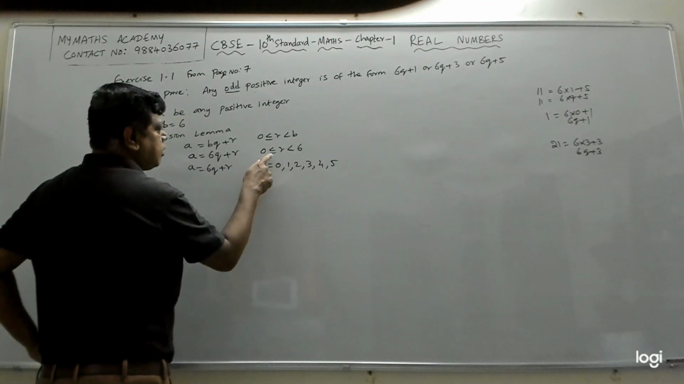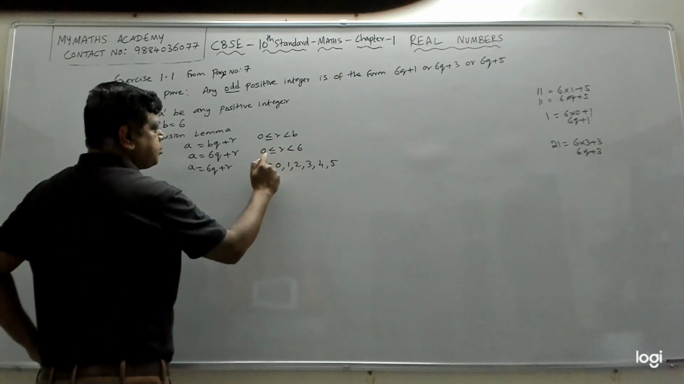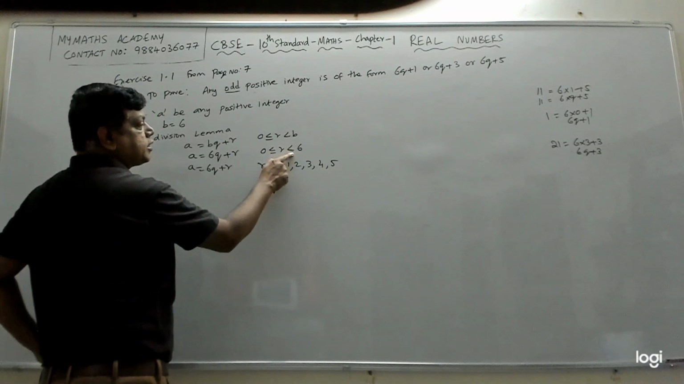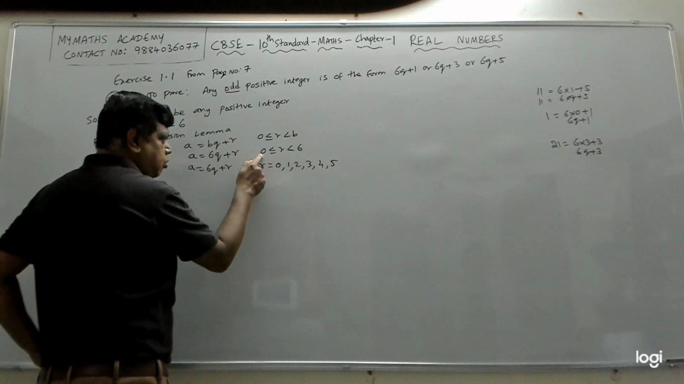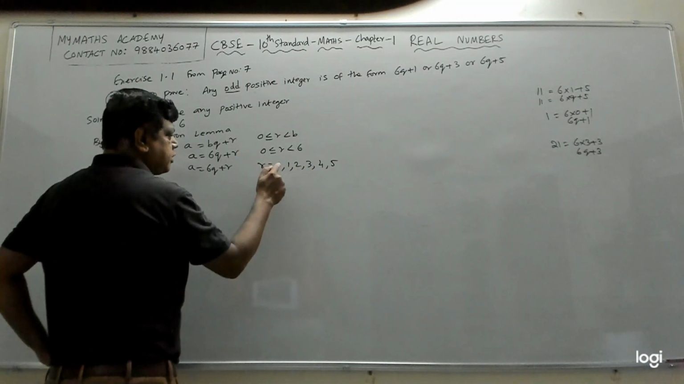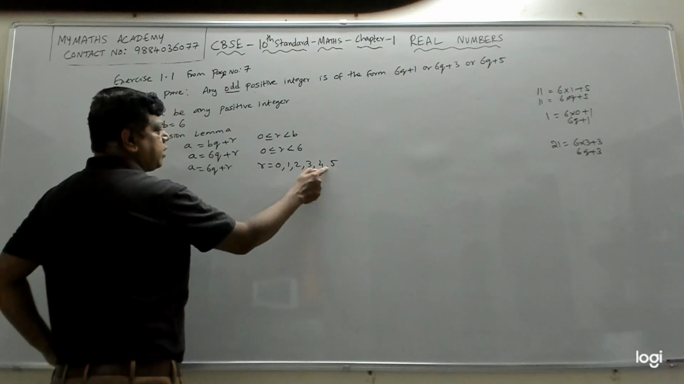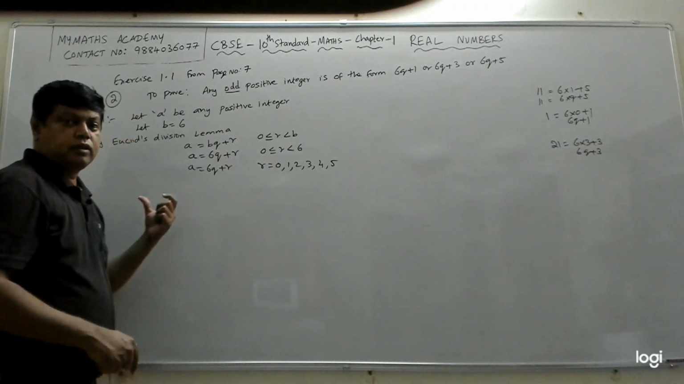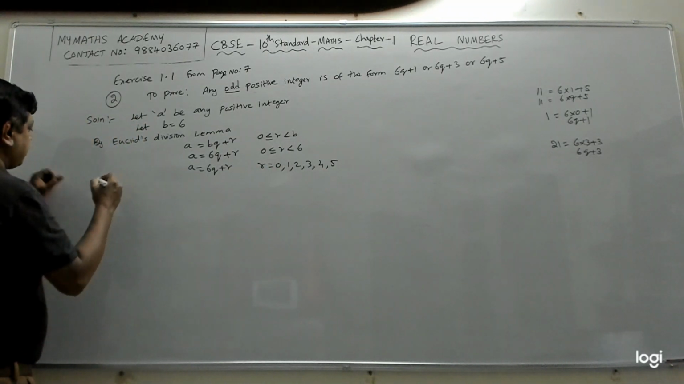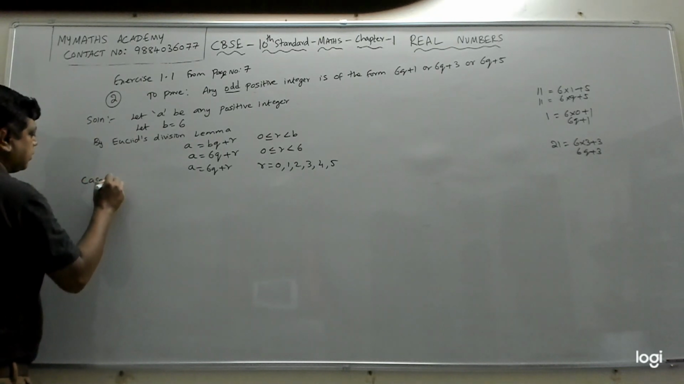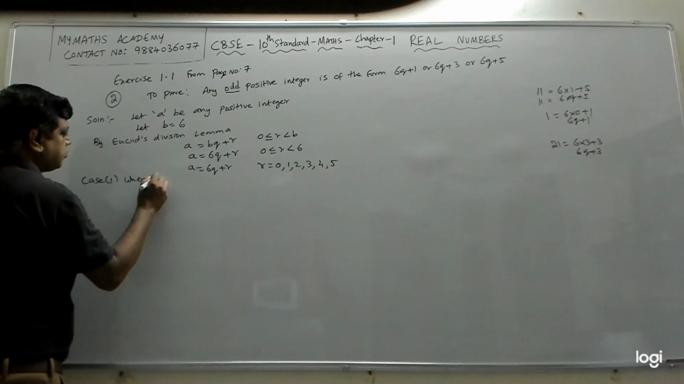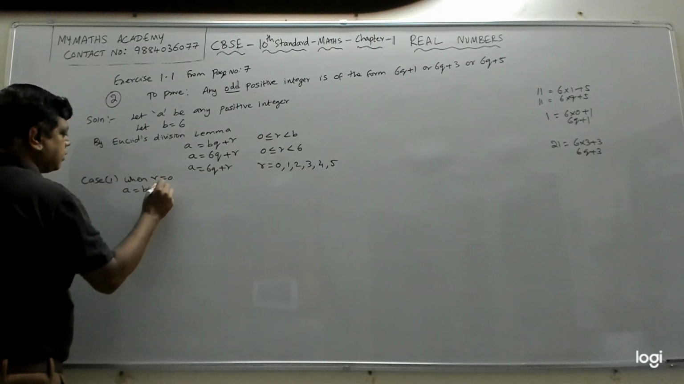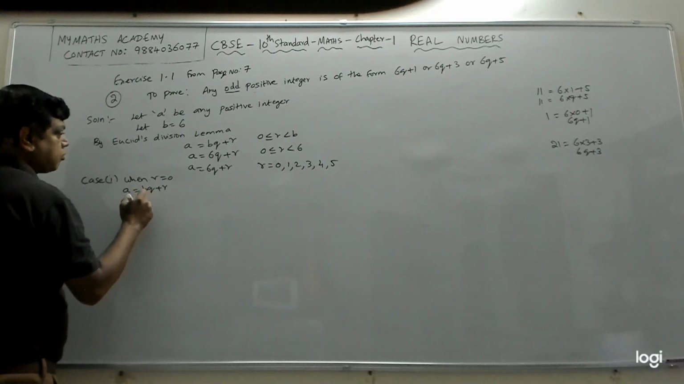What is the meaning of this? 0 less than or equal to r less than 6 means r is between 0 and 6. It includes 0 because it is less than or equal to, but it doesn't include 6. So you start from 0 and write the integers 0, 1, 2, 3, 4, 5 till 5. You cannot write 6. Now we need to have different cases. We need to have 6 cases, one case for each value of r. So case 1 is when r equals 0. If you put r equal to 0 here, what happens? My a is equal to bq plus r, so my a will become 6q plus r.